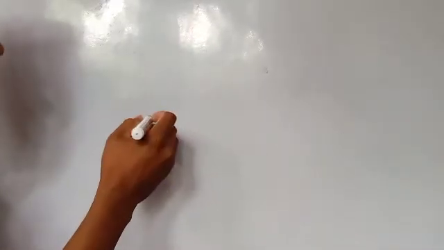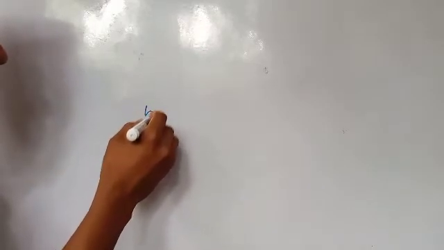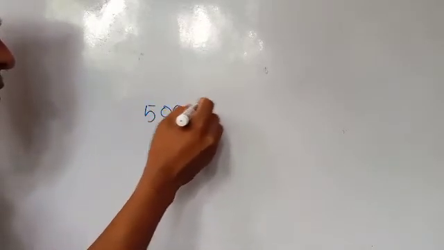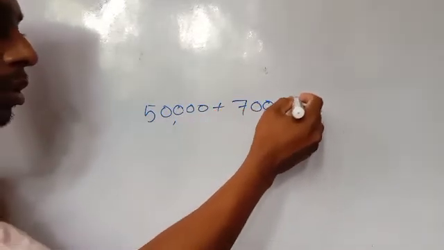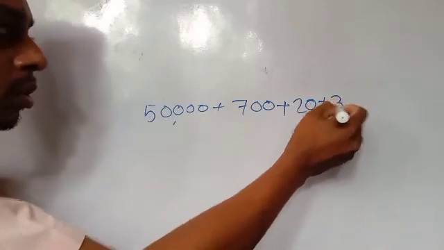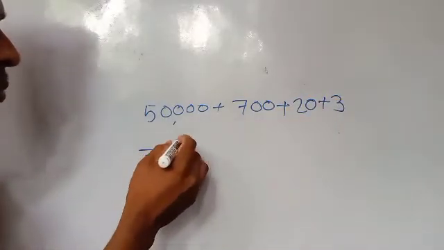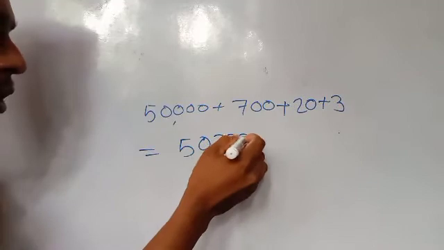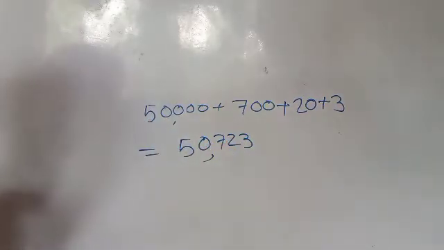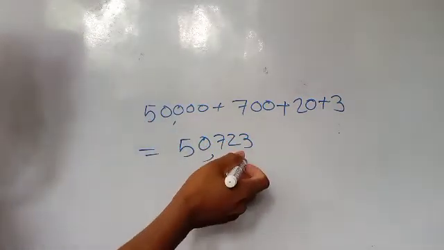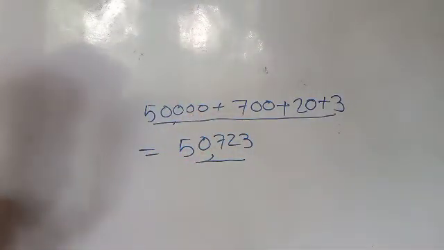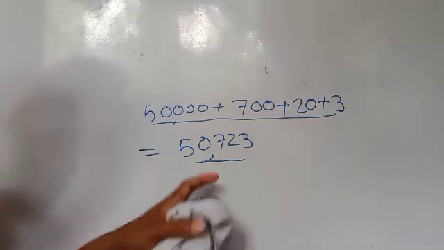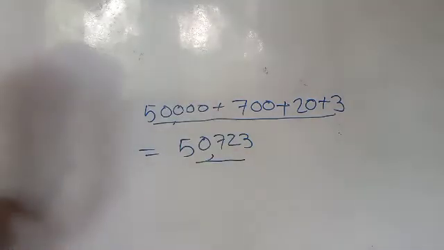Now short form. Similarly, an expanded form will be given to you, like 50,000 plus 700 plus 20 plus 3, which is 50,723. So this is the short form and that is the expanded form. Sometimes the expanded form will be given and you have to find the short form, and sometimes the short form will be given and you have to find the expanded form.